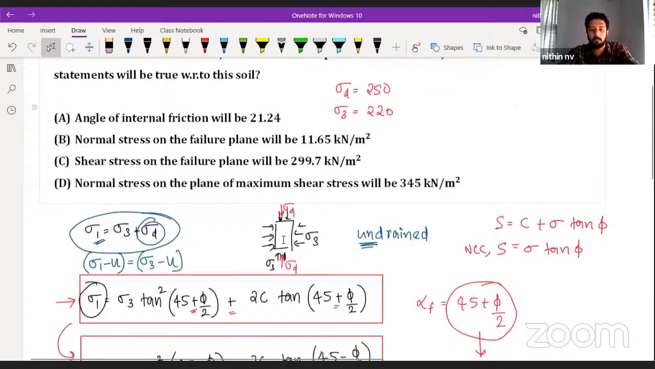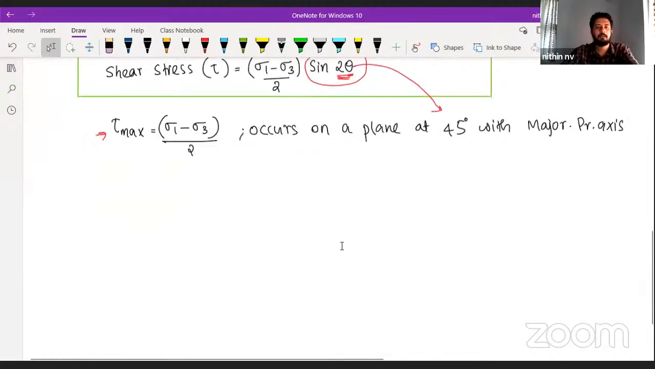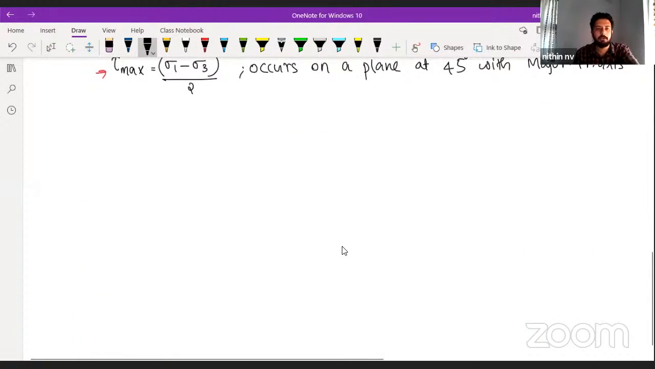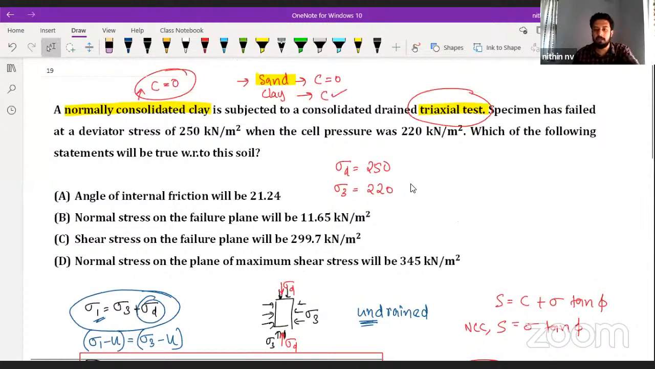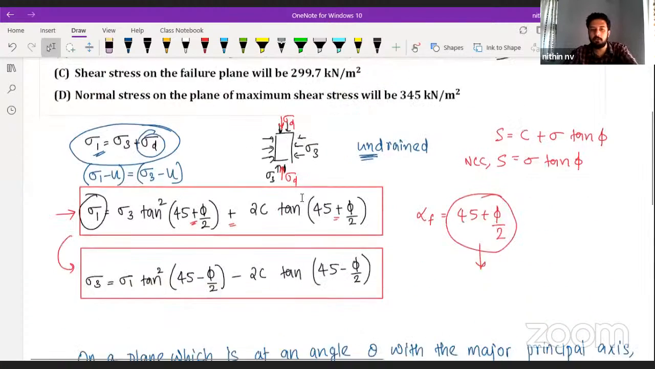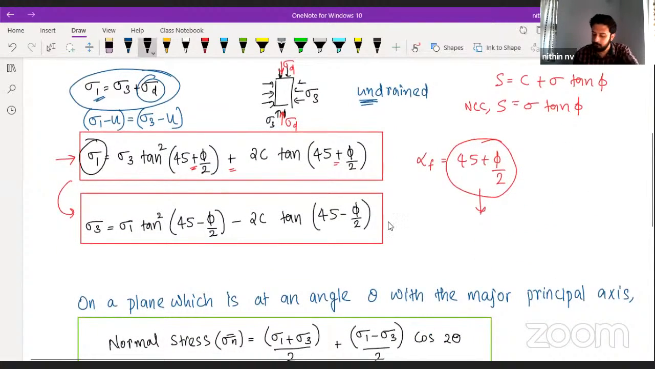Yes, very good. So calculate and tell me. You just substitute in the equation. Sigma d we have, sigma 3 we have, so that we will be getting sigma 1 now. Sigma d plus sigma 3 is nothing but sigma 1, 470. So substitute in the equation and tell me how much it will be.